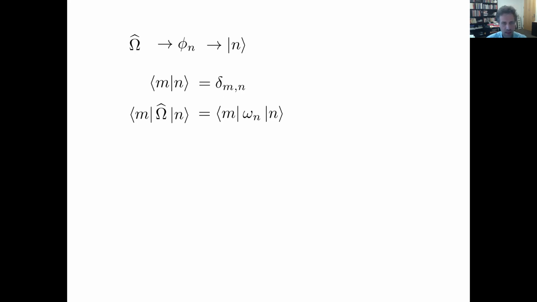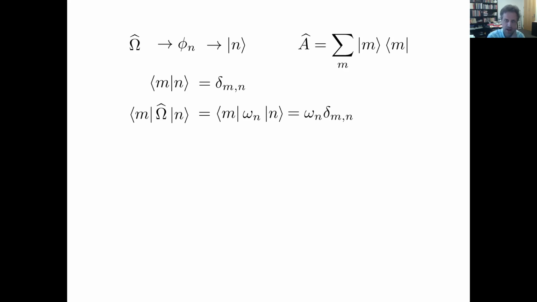Now you can see that the operator operating on n will produce an eigenvalue, and the eigenvalue is just a number. So the number I can take out of the integral. The integral is the same as the integral above it, that is the Kronecker delta. So what I'm getting from this operation is a number, omega n, times delta m comma n. And we know that if m and n are not the same, this whole thing is going to be 0. It's only non-zero if m and n are the same.